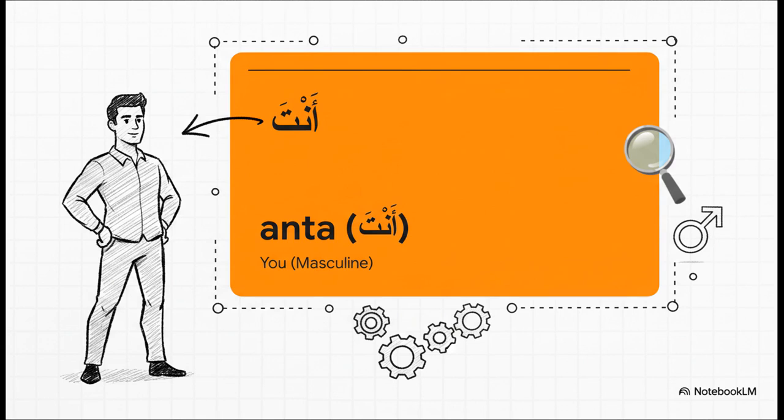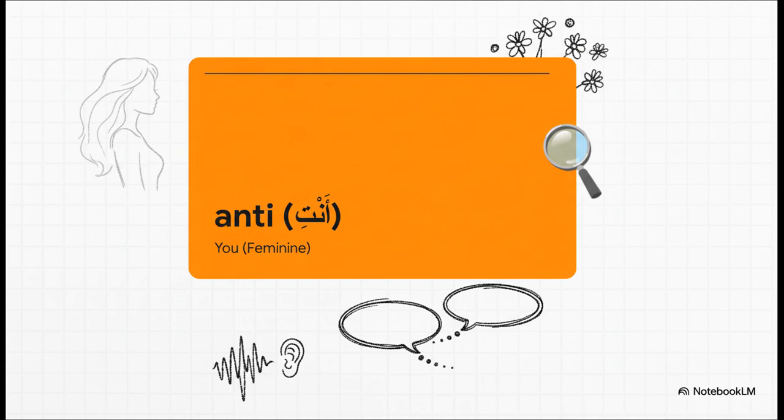Now, what about you? Well, if you're talking to a guy, you'd say anta. Anta. And this is your first clue that gender is going to be a pretty big deal in Arabic, which we'll get into more in just a little bit. And you guessed it, if you're talking to a woman, it changes. You becomes anti. Can you hear that little shift at the end? It goes from anta to anti. That tiny vowel change makes all the difference.